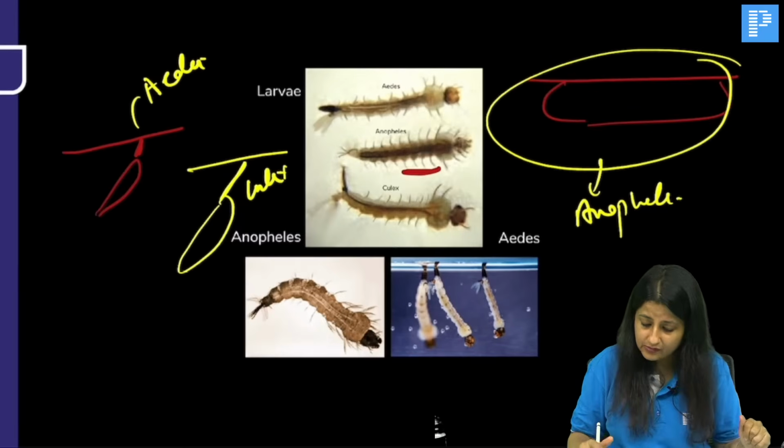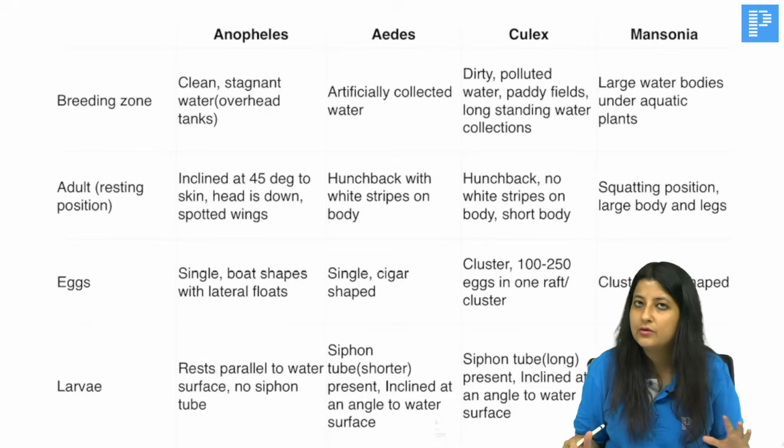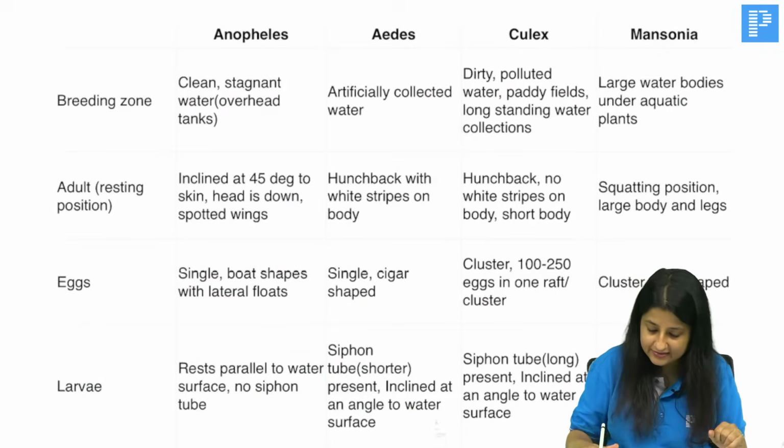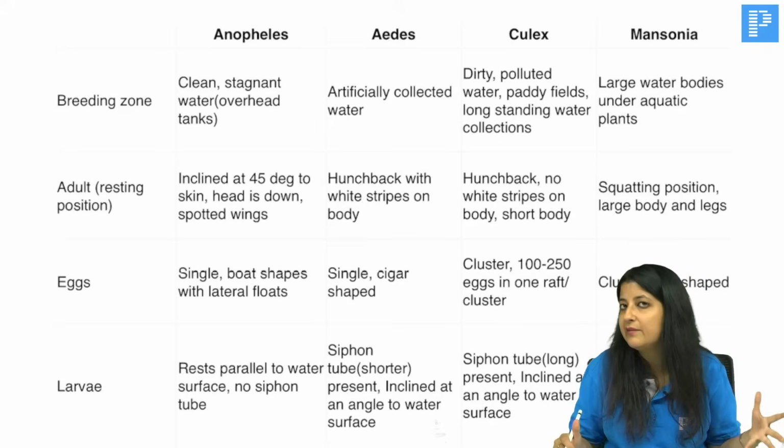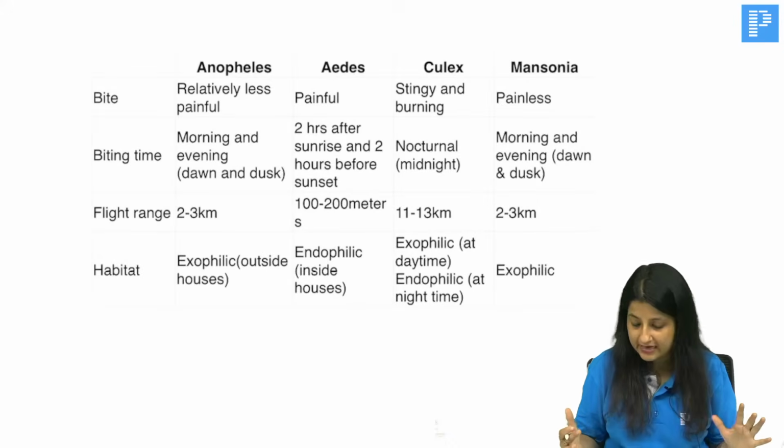Clear? Okay, now you can check out the PDF. I've given you the difference between Anopheles, Aedes, Culex, Mansonia. You can just revise this in the PDF. Everything is written. The same PDF you have in LRR also. So wherever you want, you can revise it and go through it.